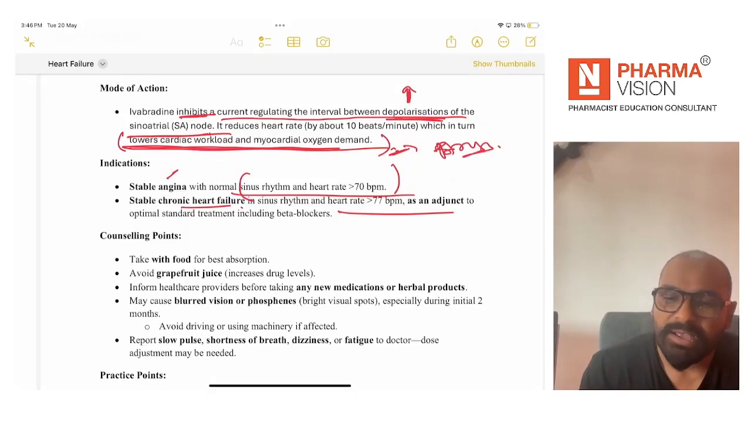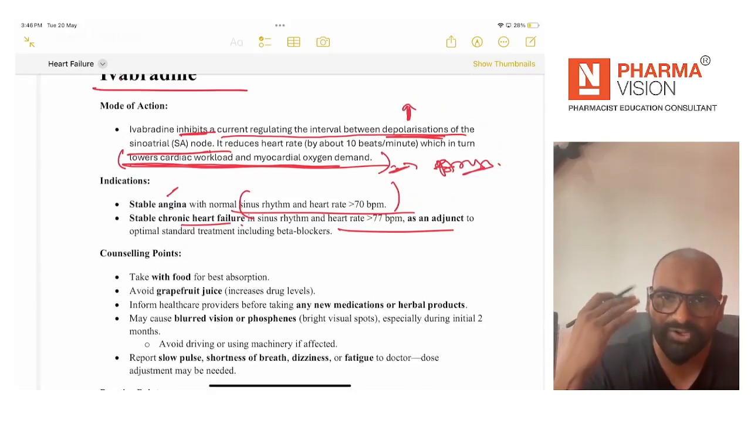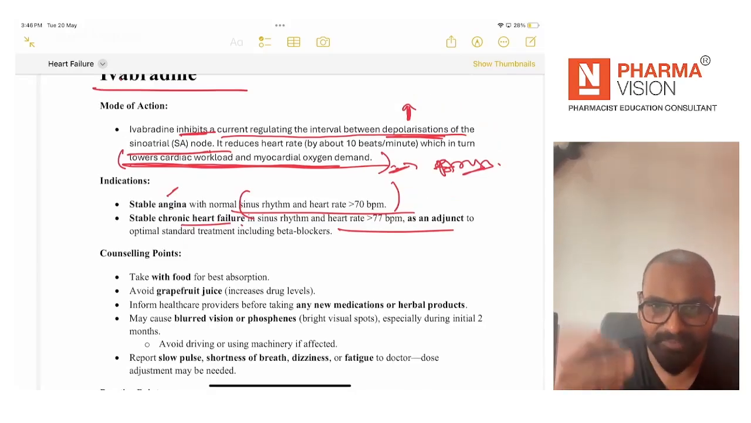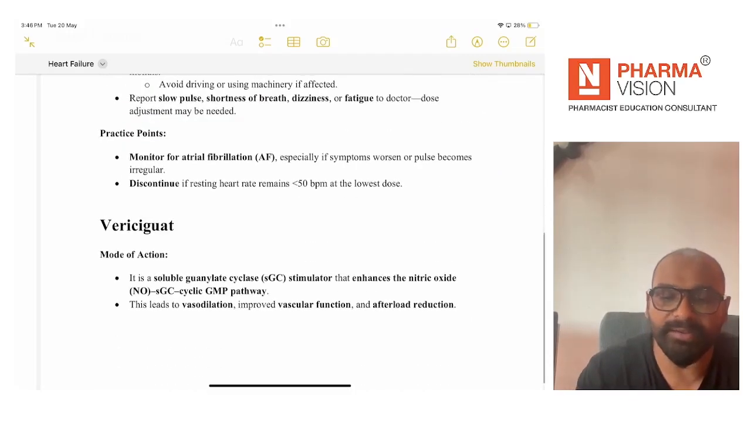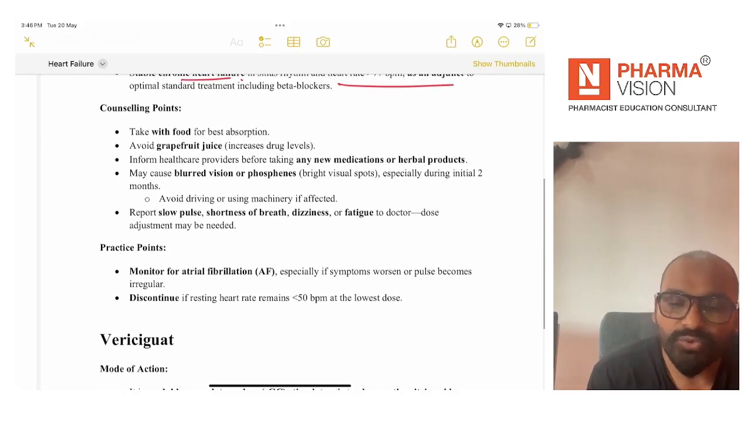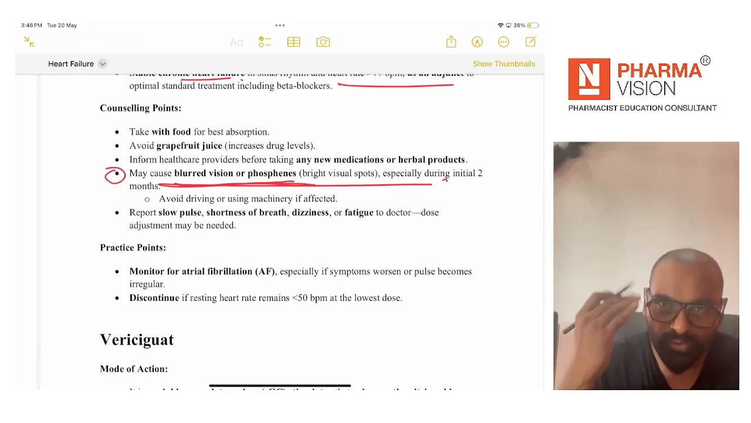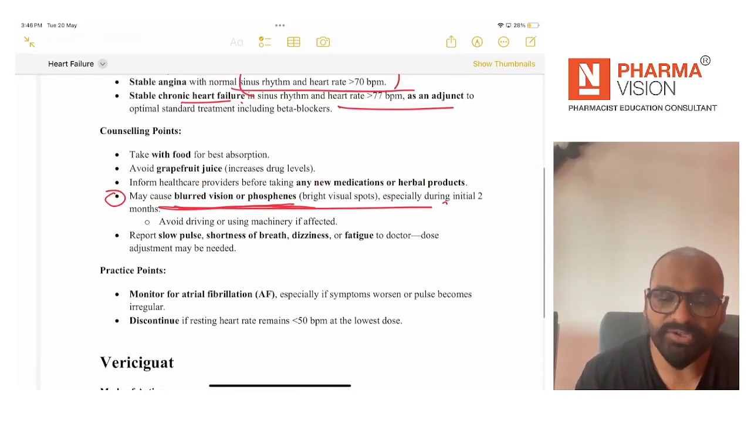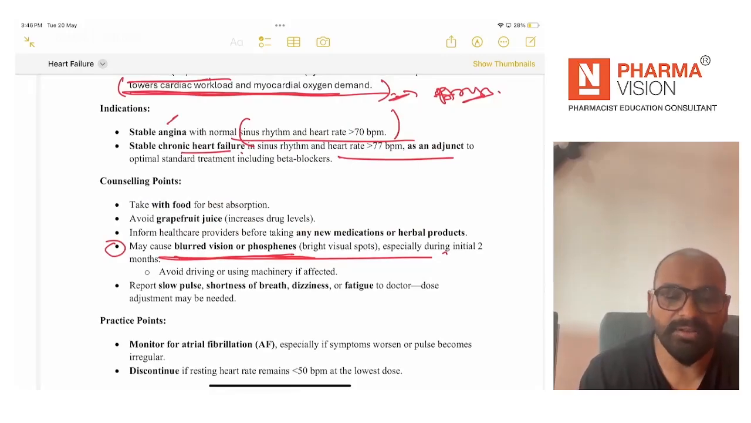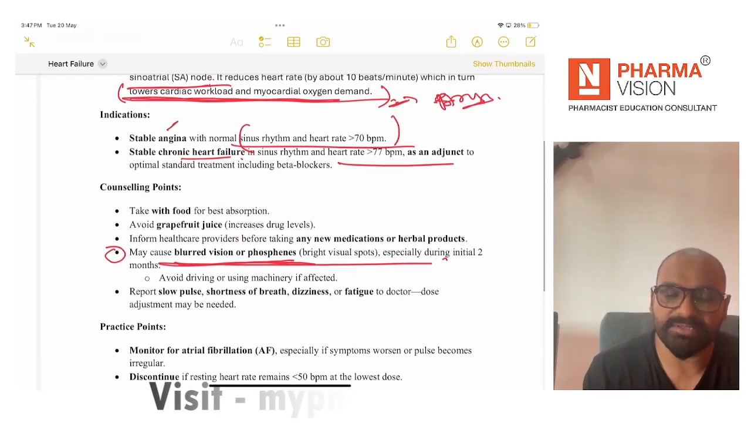Similar depolarization also happens in the retina of our eyes, and due to that, patients might experience visual side effects such as phosphenes. So here also depolarization changes with the medication, and some patients can get these side effects.